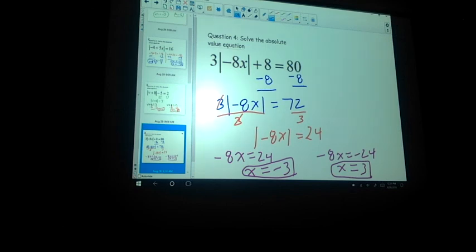Oh wait. How'd I get what? Bro, I figured it out. Oh, okay. I don't really get how you got the purple because I thought you would just do like 3, and then negative 8x plus 8 equals 80.